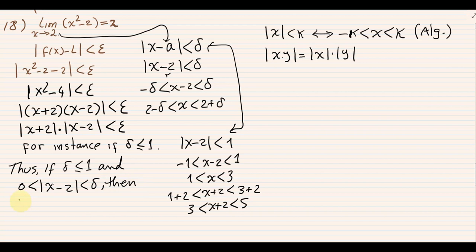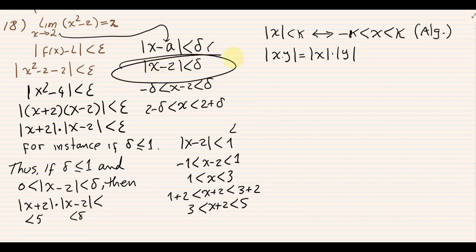then absolute value of x plus 2 times absolute value of x minus 2. Now let's see what it is going to be less than. Remember, absolute value of x plus 2, we just showed it's less than 5, the upper bound. So this is going to be less than 5, correct? And then absolute value of x minus 2 is going to be less than delta, right? That's given right up here. You see that, our delta inequality?